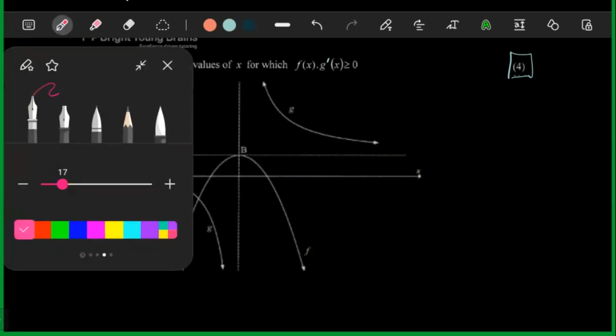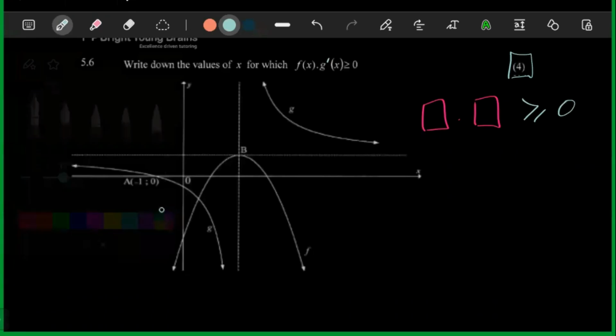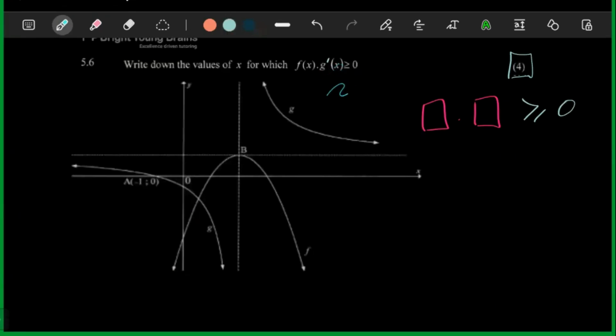If you've gone through multiple past papers, you already know what you do with this situation. They're asking us to write down the values of x for which this multiplied by this is bigger or equal to 0. There's an expression here being multiplied by an expression there. They're asking you, if you multiply these two expressions, where will you have a number that is bigger or equal to 0? If you're multiplying two things, where will you have an answer that is bigger or equal to 0?